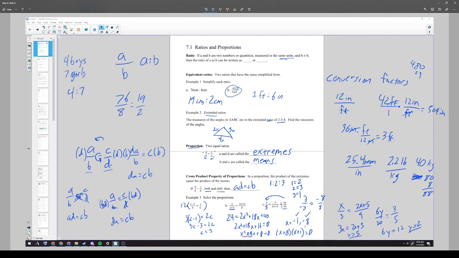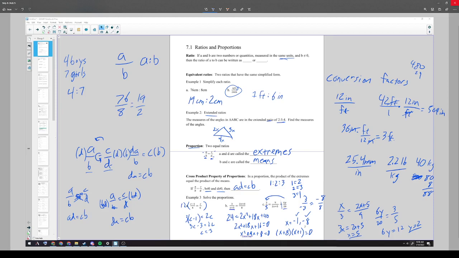If you had an extended ratio with four quantities, 4 ratios, you would end up with even more possible equations because any one of the 4 can be equal to any other of the 4. So you would have 3 plus 2 plus 1, you'd have 6 possible equations that you could write there.